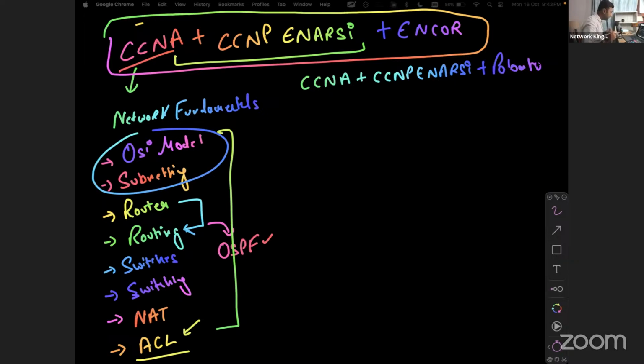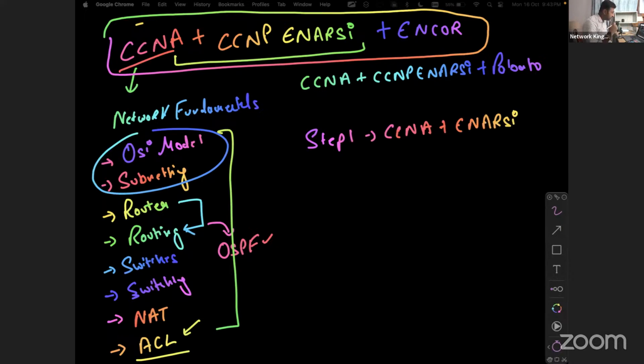Because if we add all the courses, then the length of the course will be very much, and also the fee would be much more than what it currently is. So that's what we are giving you. Step one, just learn this CCNA plus ENARSI with me. So why ENARSI? Because I'm taking ENARSI this time.